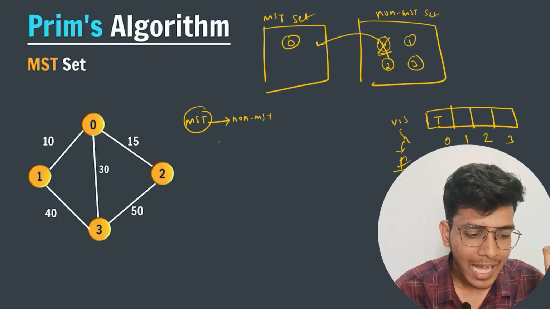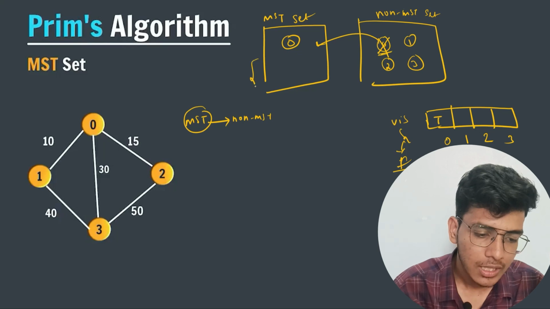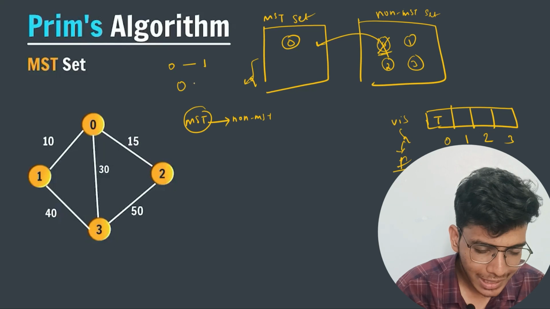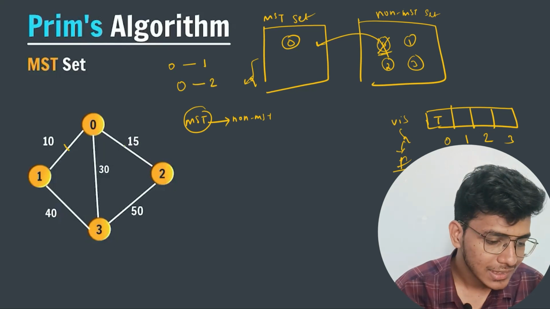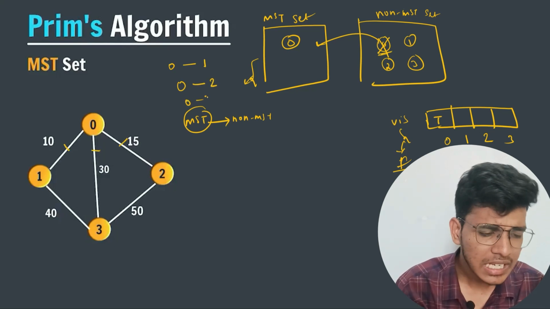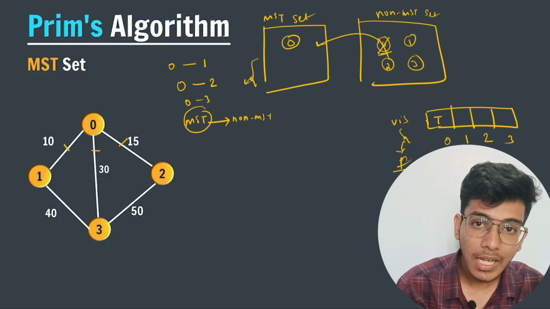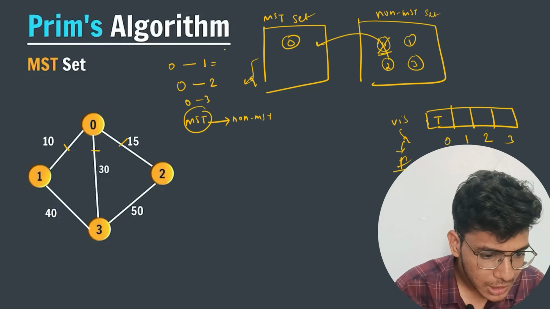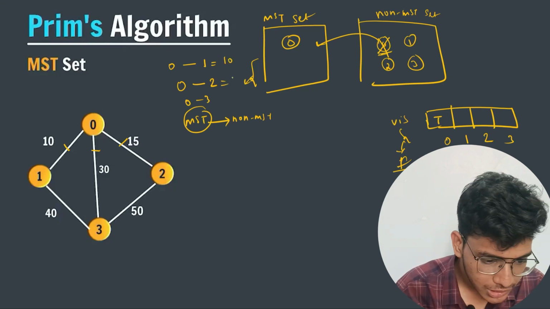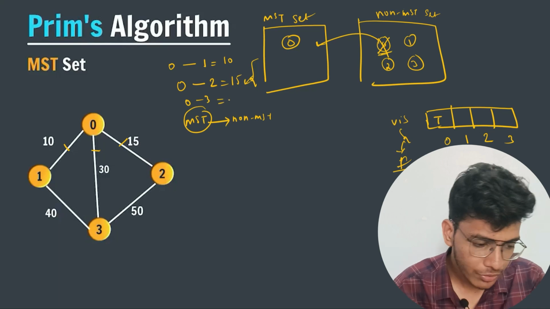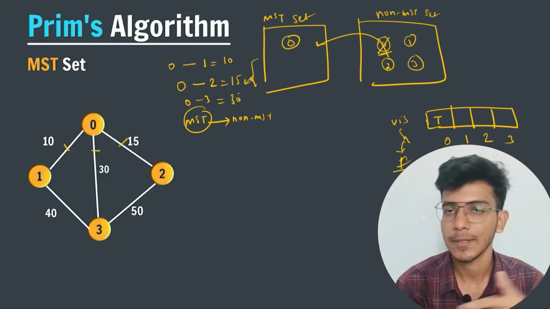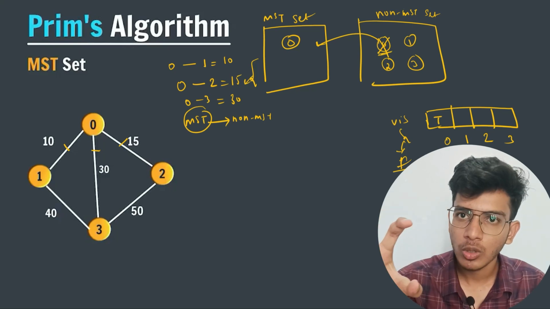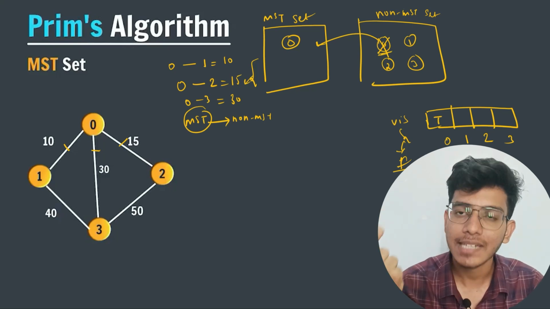In the current structure, 0 has a connection with 1, 0 has a connection with 2, and 0 has a connection with 3. Now let us observe the edge values. The edge value from 0 to 1 is 10, the edge value from 0 to 2 is 15, and the edge value between 0 and 3 is 30.